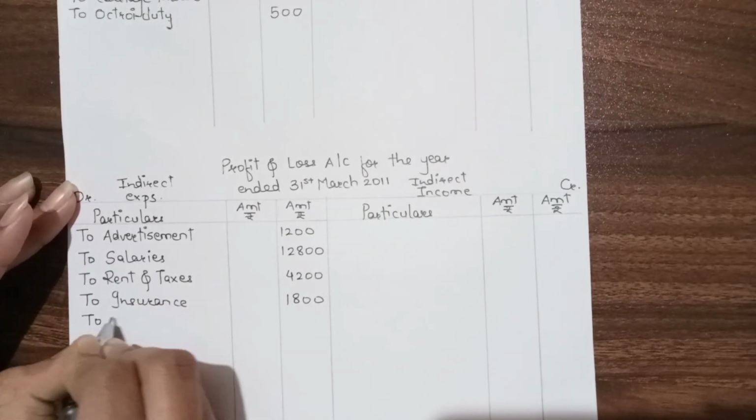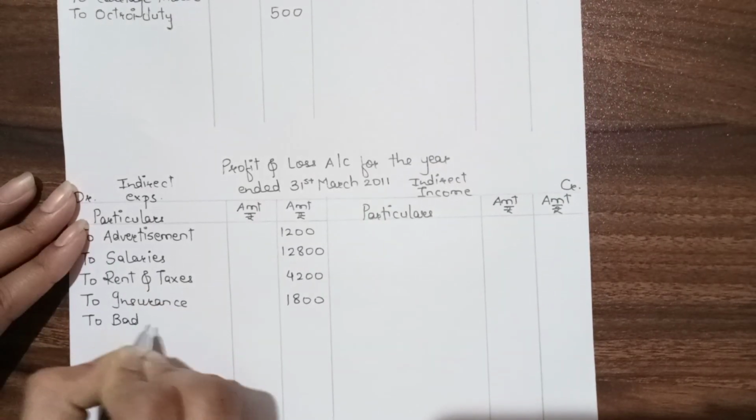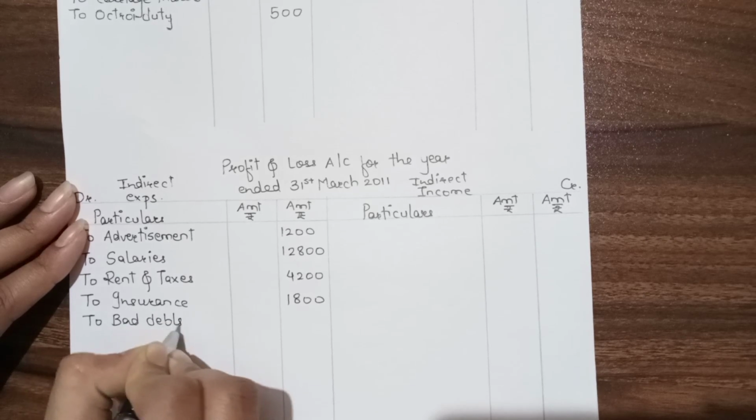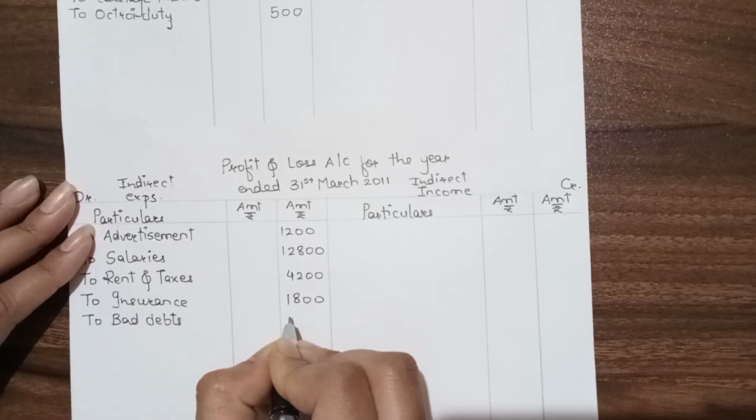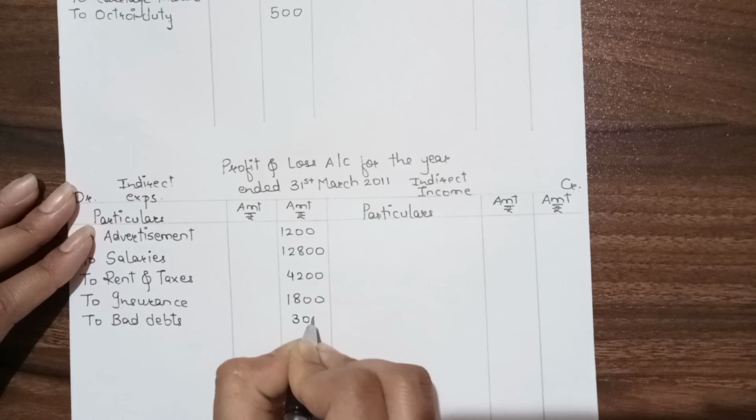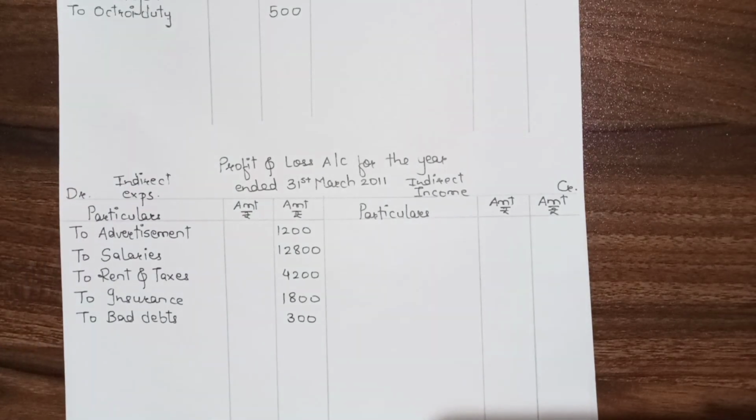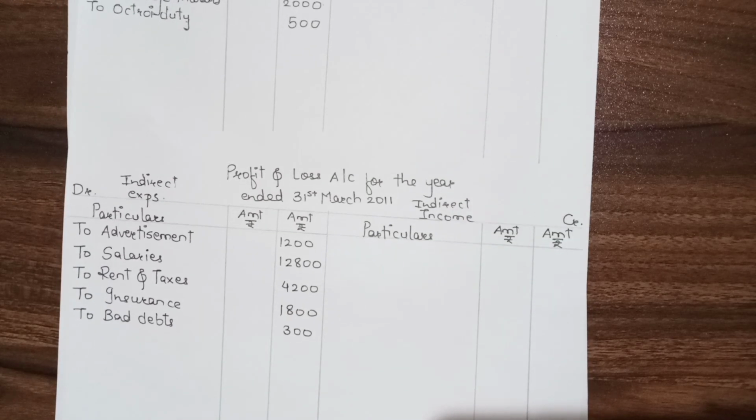Bad debts, the amount is 300. Now this will shift to the next statement. In my next videos we are going to discuss the balance sheet, where you will have an adjustment of bad debts.